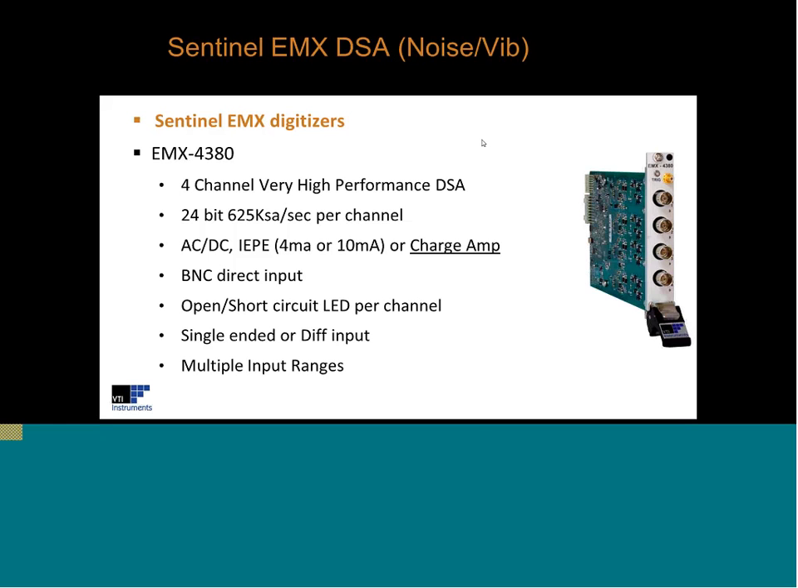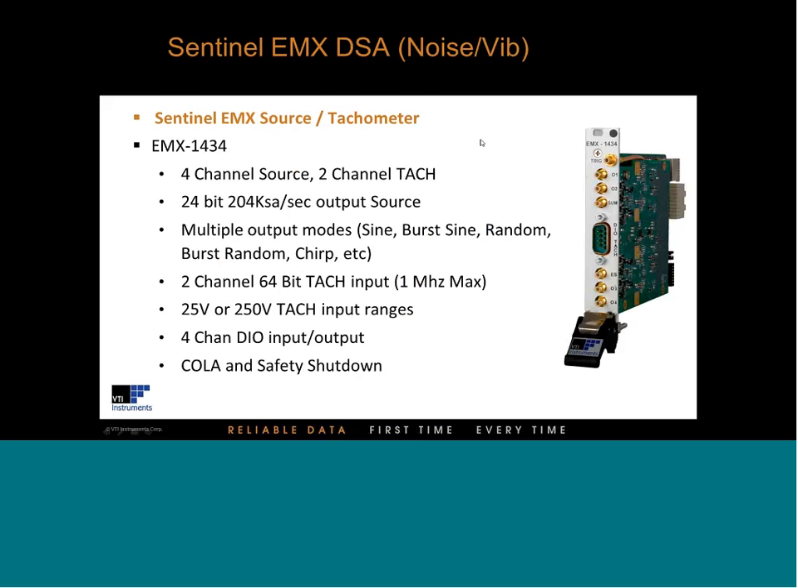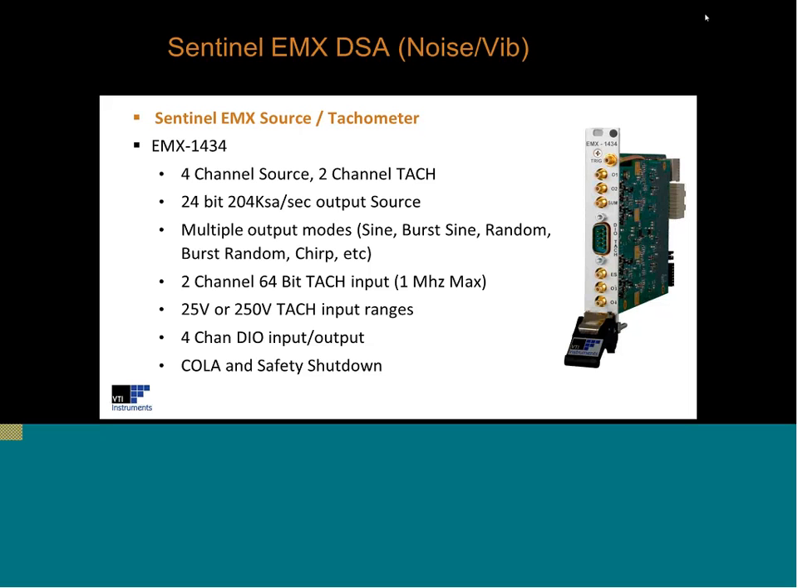The next slide. This is the last product in the family. This is the EMX 1434. This is our source and tachometer card. So we've got 4 sources with 2 tachometers. Now, here you've got a 24-bit source with output rates up to 204K samples per second. You've got multiple modes, just like you had on the VXI product. We do have a much higher performance tachometer than we had on the VXI.